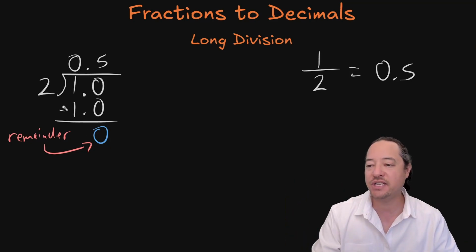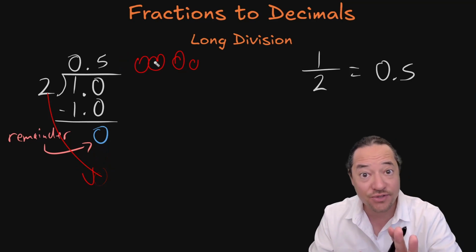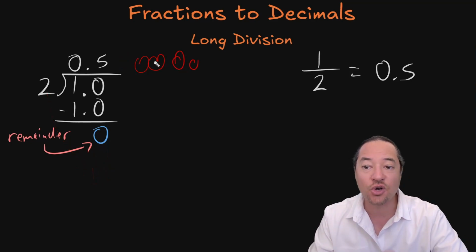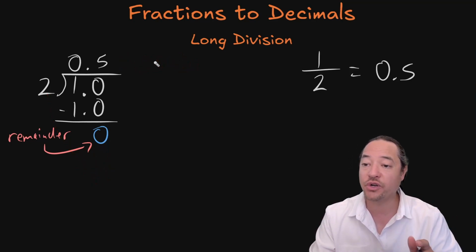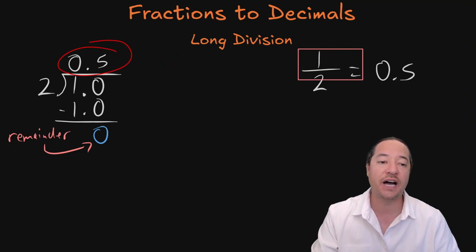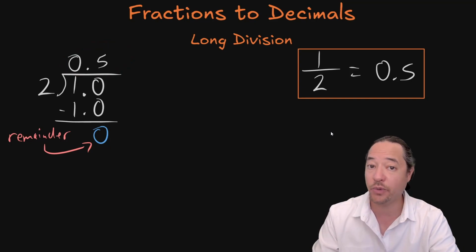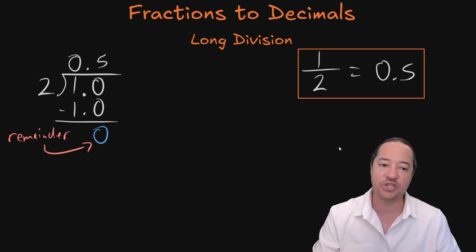You could continue to ask how many times does 2 go into 0? Well, it goes in 0 times, and 0 times 2 is 0. We don't care about that, so they don't contain any more information. We're going to stop here. We have a terminating decimal of 0.5. So this is exactly what we were expecting, and we can demonstrate we get that using long division.